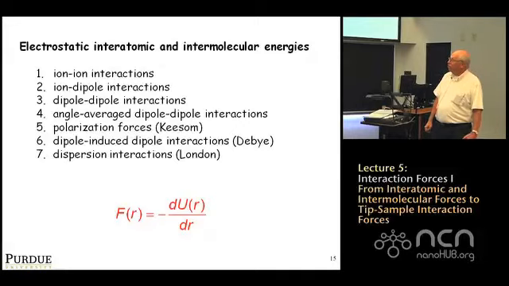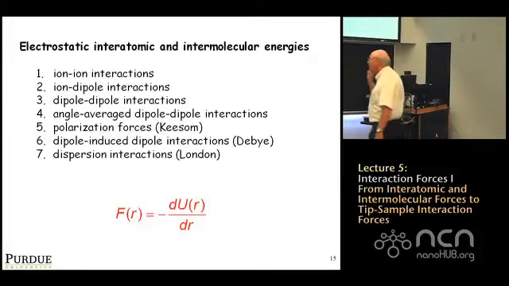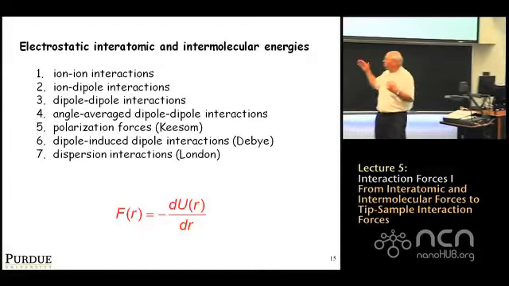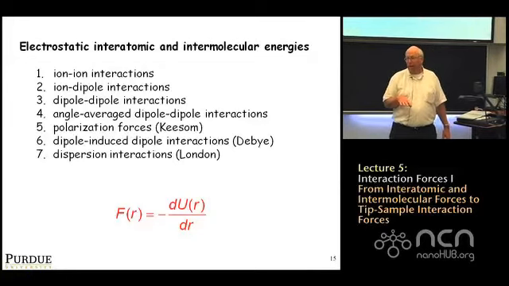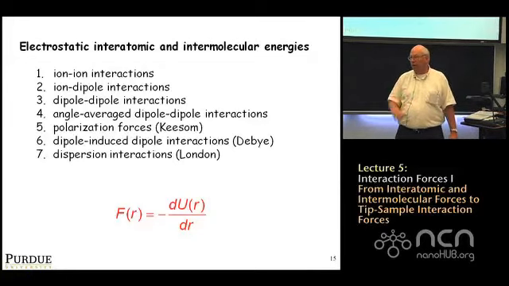The important thing is to keep track of the R dependence of these interactions, right? Because the R dependence of these interactions is going to become important when we calculate the forces by taking the negative derivative of U with respect to the appropriate separation variable. Okay, so we'll start off with the first case, the ion-ion interactions, those are the simplest to understand, and then we'll work our way down to the dispersion interactions, which are quantum mechanical in nature, and I'll just summarize the result.